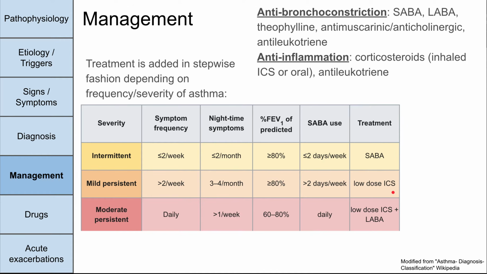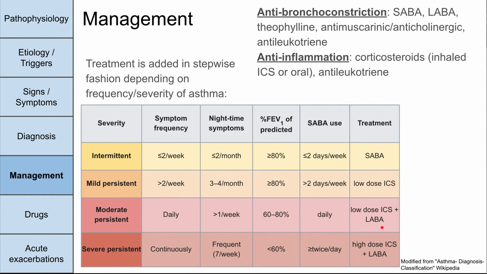These people have daytime symptoms every day of the week. They have nighttime symptoms at least once a week, and they have a lower predicted FEV1, so 60 to 80%. They're having to use their rescue inhaler daily, and these people would get a low-dose inhaled corticosteroid as well as a long-acting beta agonist. So those two in addition to their rescue inhaler.